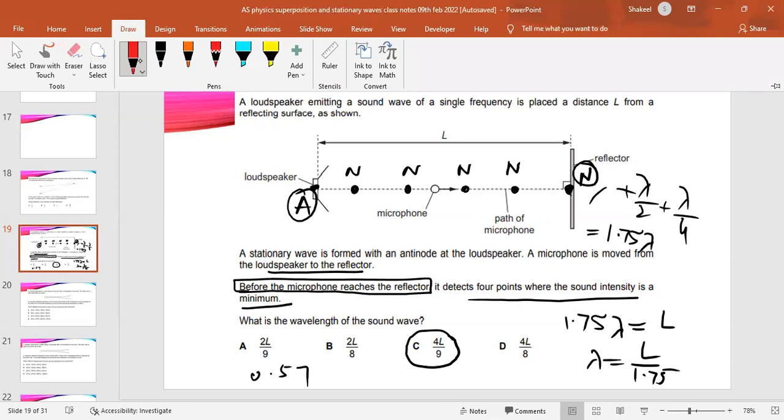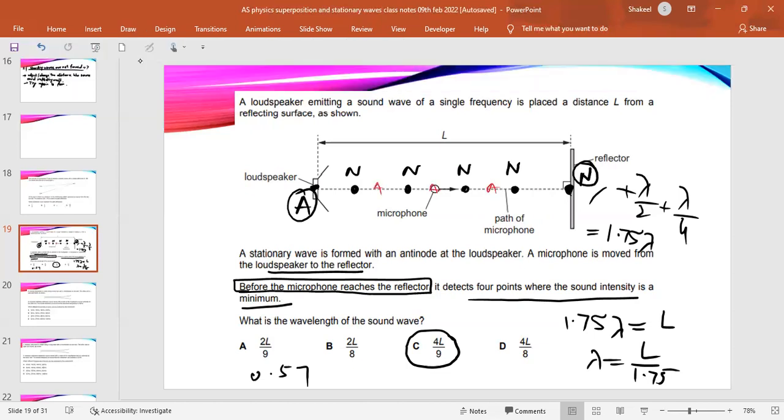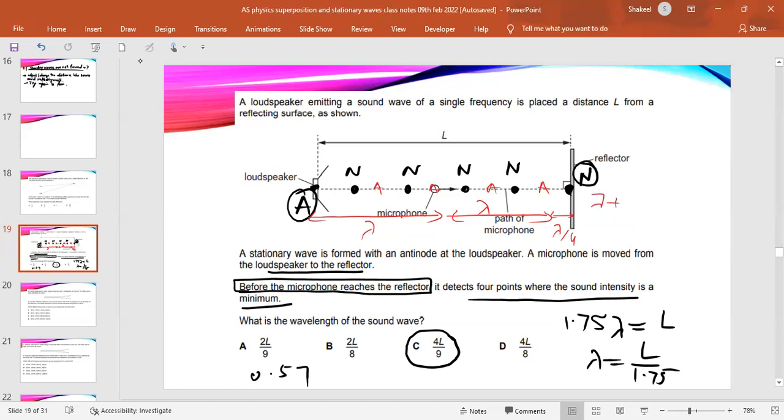अब आप अगर इस distance को देखो तो again antinode से antinode, 3 antinode के बीच में lambda. और फिर ये 3 antinode के बीच में lambda और फिर antinode से node तक lambda by 4. So it means this will be lambda plus lambda plus lambda by 4. So this is 2.25 lambda. So this is 2.25 and 2.25. So just divide it and see what's the answer.